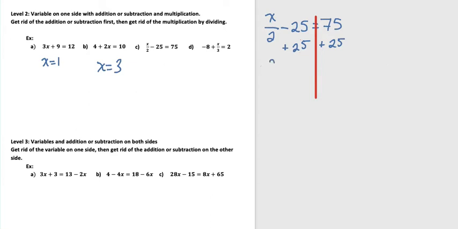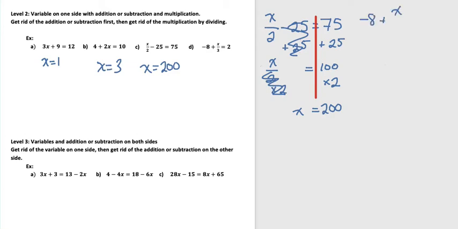So then we have x over 2, right? These go away, equals 75 plus 25 is 100. Remember, this is x divided by 2. To get rid of division, we multiply. We do it so that these 2's go away. We're left just with x equals 100 times 2, which is 200. And then our last example for level 2, we have negative 8 plus x over 3 equals 2.